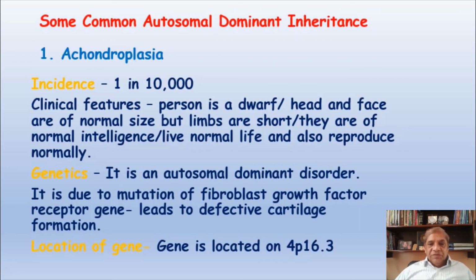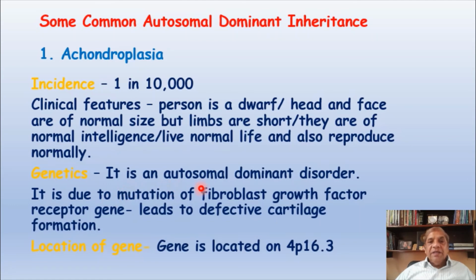Quickly, we come to the first condition, what is called achondroplasia. That means the person is of short height, and the incidence of this disease is 1 in 10,000. You will see many small people, dwarf people. Clinical features: the person is of short height, head and face are of normal size, but limbs are short. They are of normal intelligence. They are not mentally retarded, just remember that. They live a normal life and also reproduce normally. Their functions are normal, except their height is short. Otherwise, everything is normal.